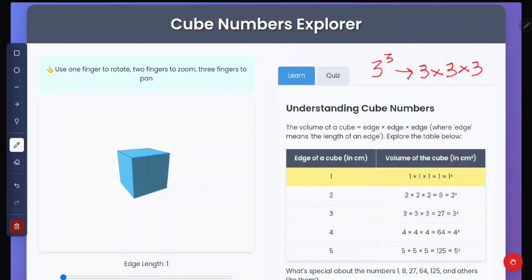Similarly, if I multiply 4 with itself 3 times, it will be called the cube of 4. 4 times 4 times 4, that is 64. Similarly, 3 times 3 times 3, that is 27.